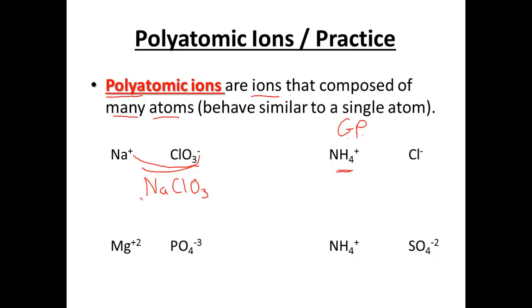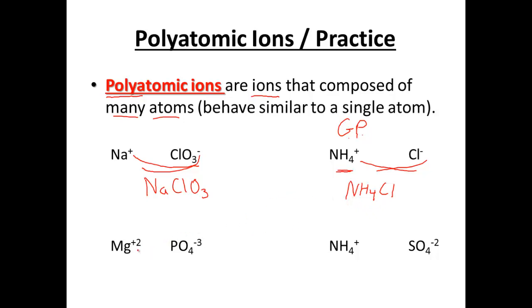Now notice again there's no overall charge, because the positives and negatives cancel each other out overall. So sodium hypochlorite, or chloride, is what we know that one to be. NH4, our positive ion. Cl, our negative ion. In the end, NH4Cl, ammonium chloride, the active ingredient in ice packs, is what we'd have there.